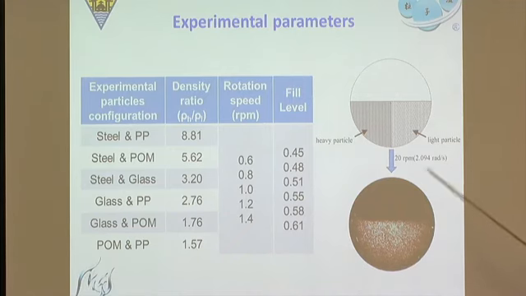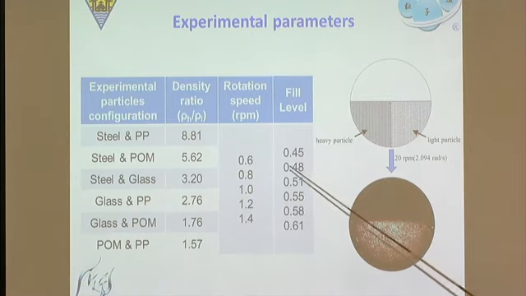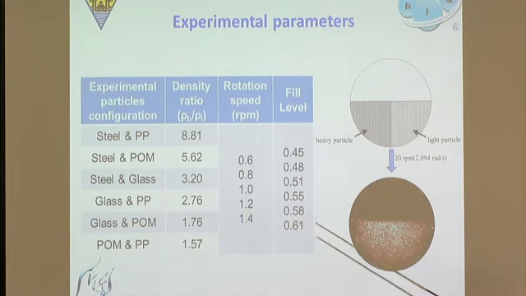So after the core is formed, we stop the drum, and then we start with different rotation speeds, which are much less than 20 RPM. So in these conditions, the streaks may form.